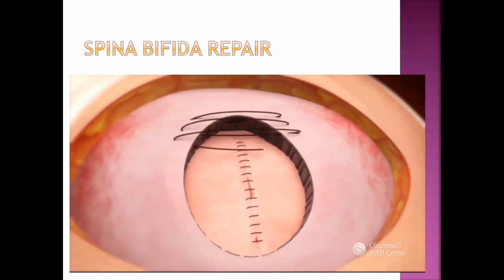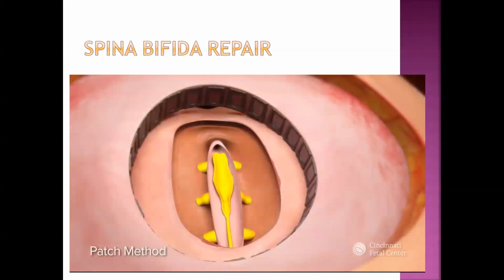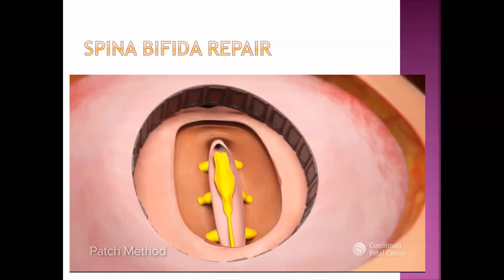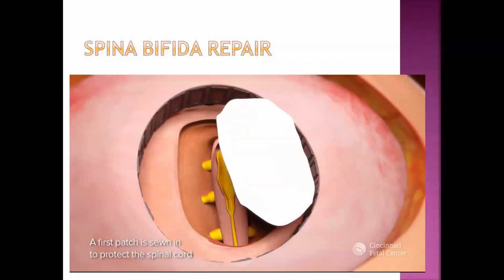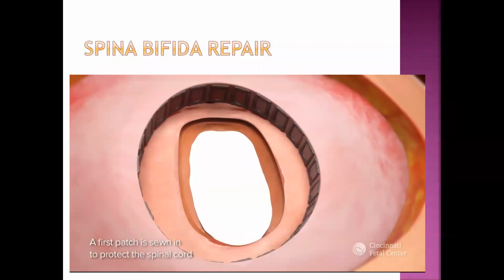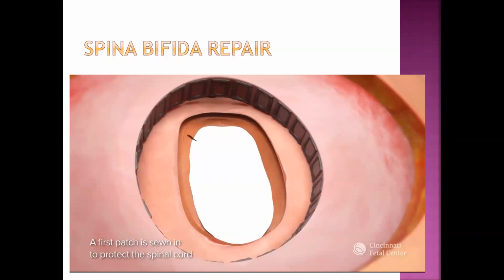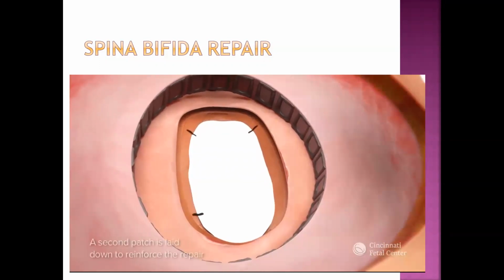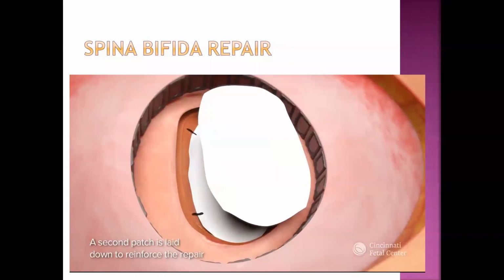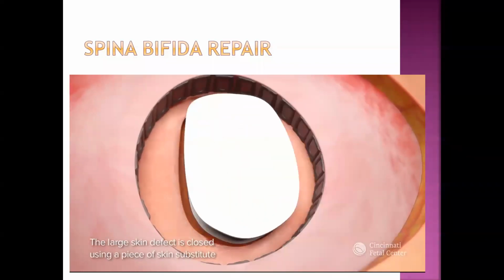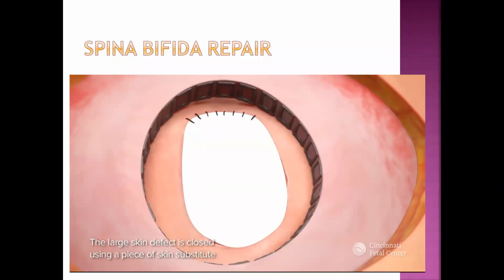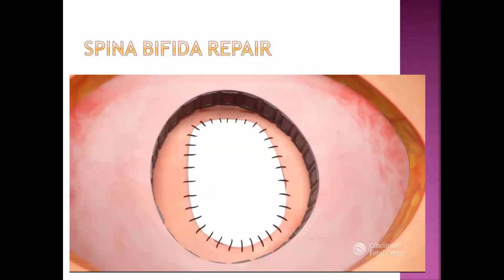If a fetus does not have enough skin on its back for primary closure, we will repair the spinal defect using patches as shown here. First, we protect the spinal cord by suturing a patch over it before we lay down a second patch to reinforce the repair. We then close the large skin defect using a piece of skin substitute to complete the repair.